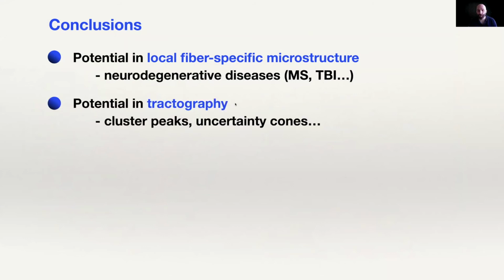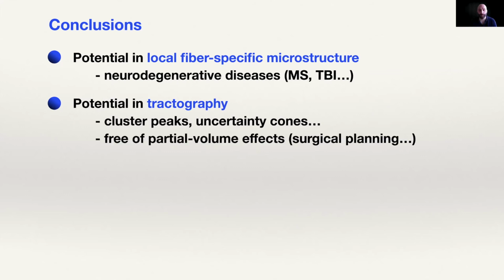It has potential in tractography. You have these peaks for each cluster. You have these uncertainty cones that can be defined for each fiber separately. That is very interesting. It's free of partial volume effects to some extent. We have to check how much it is, but I am pretty sure it's more free than any other model by design. So obviously for surgical planning, like tracking around a tumor, where we have edema, this is definitely something you want to try out and see if it improves anything, because this has a huge impact for people with actual brain tumors.